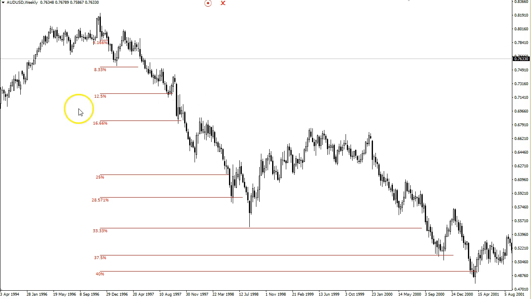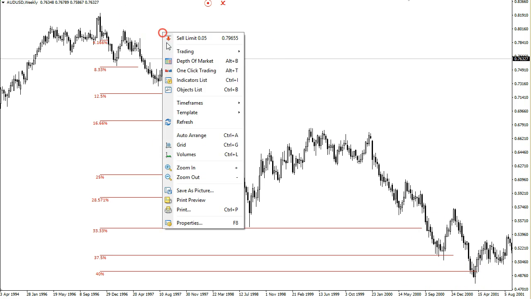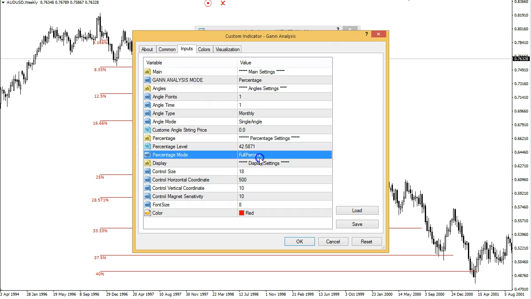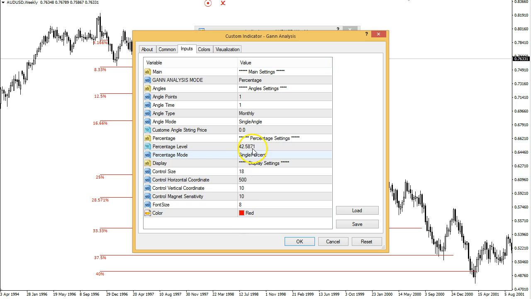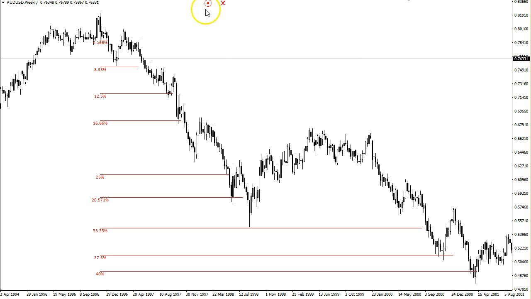So what I understand here is 33.33 is working, you have 37.5 is working, 40% is broken. And here is one swing I missed. I don't have it in the percentage. So let's see, before the 25% on the table we have the 22.22%. So if we put the 22.22% on the chart, we can see that it was where the market stopped.